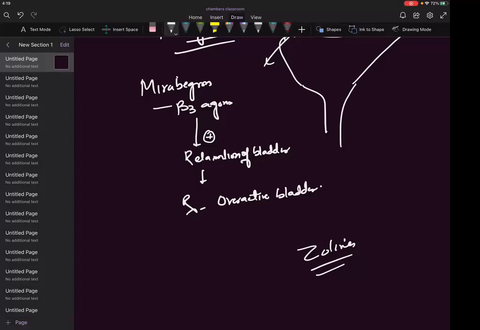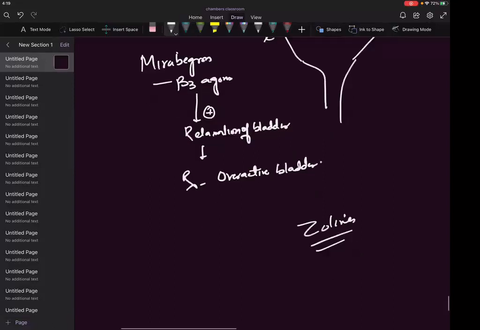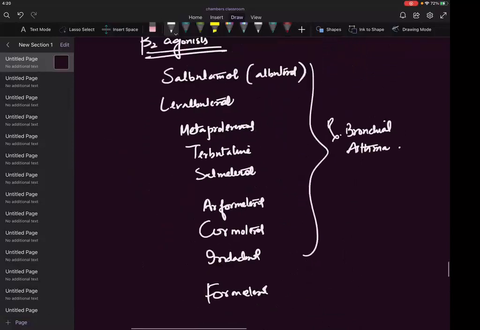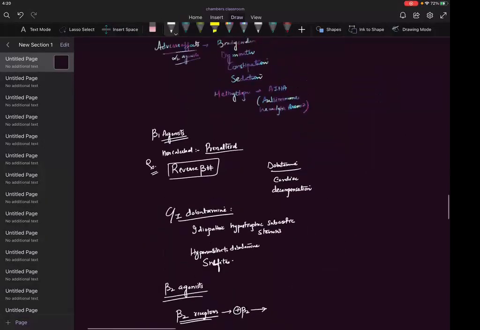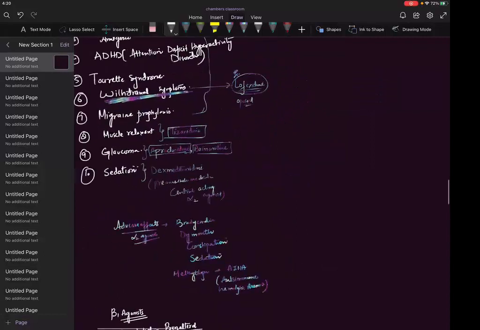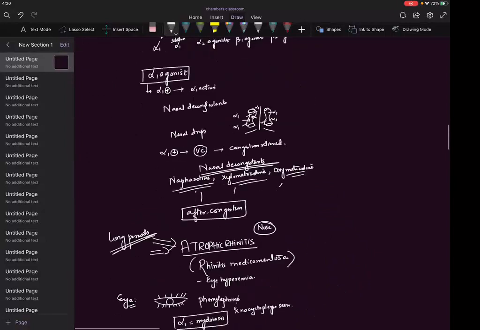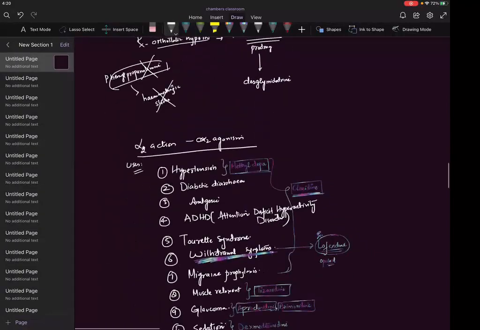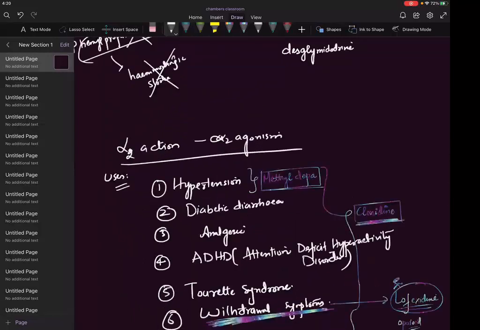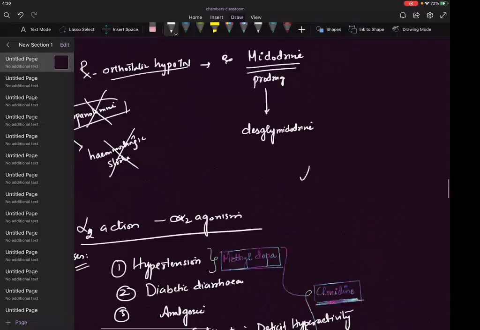Third thing, apraclonidine and brimonidine are alpha-2 agonists. That is, we use them for glaucoma. So if you want to use alpha-2 agonists in glaucoma, we use them as topical therapy, topical administration. Okay. So this is what you have to remember.